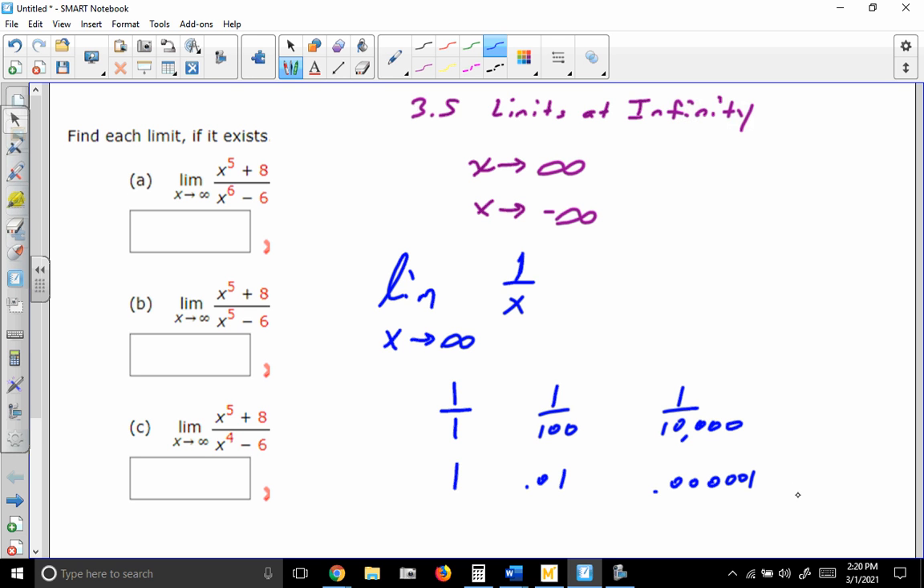I think I have too many zeros there. The point is, as the denominator gets bigger and bigger, our quotient is getting smaller and smaller until it's approaching 0. So as x gets infinitely large, this fraction gets infinitely small, going to 0. And that's going to be true whether we have a 1 on top or any constant on top.